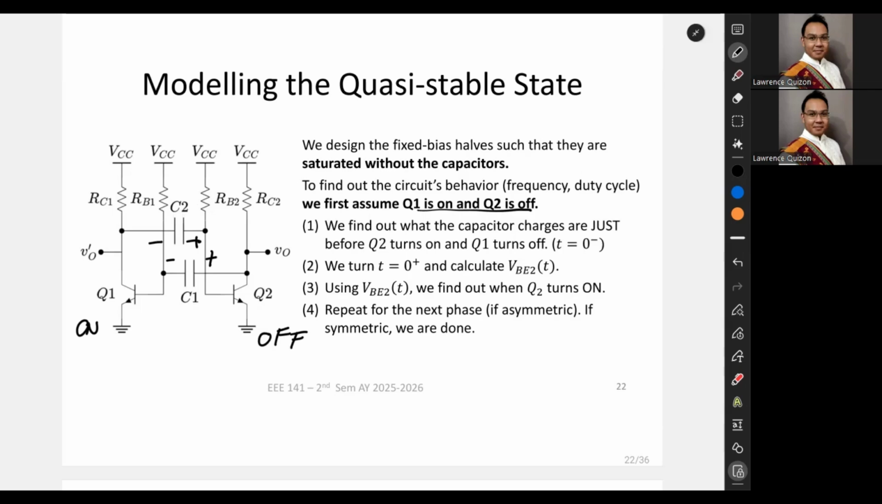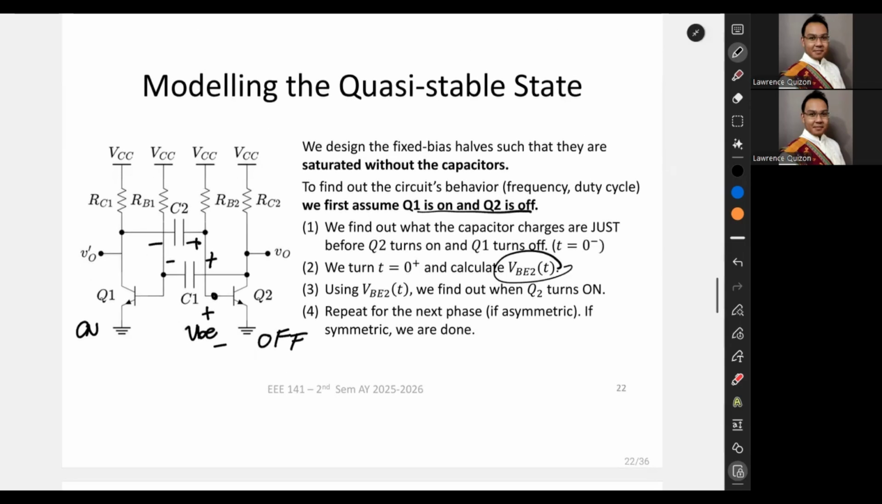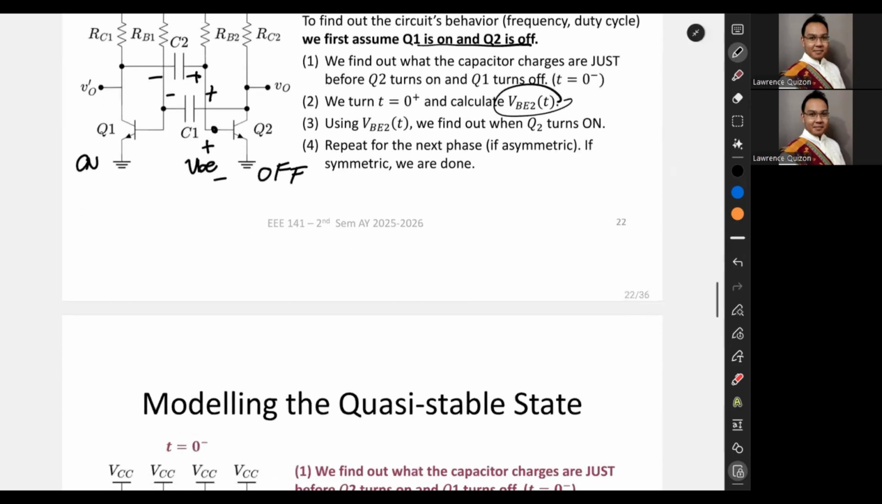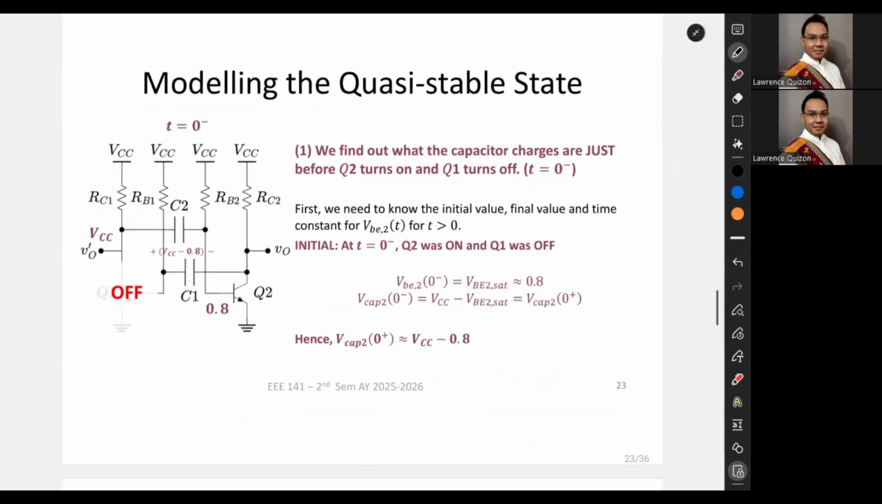Next, we turn t equals 0 plus, and then we calculate VBE2 as a function of time. This one. In order to find out when it actually turns on. Okay? Like when it turns back on again. Okay? So, first, we have to model the quasi-stable state.